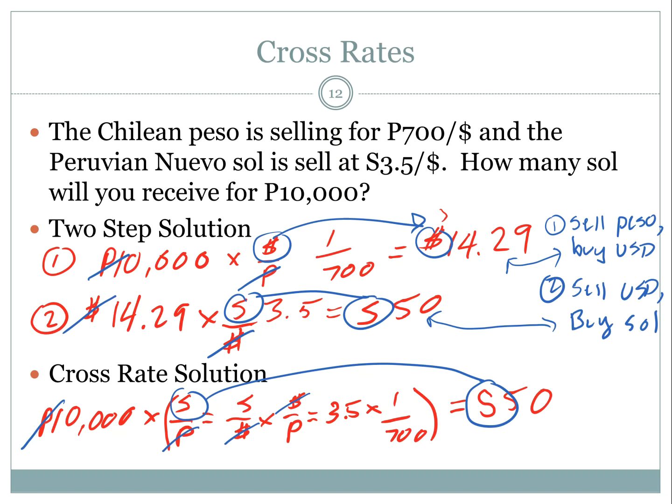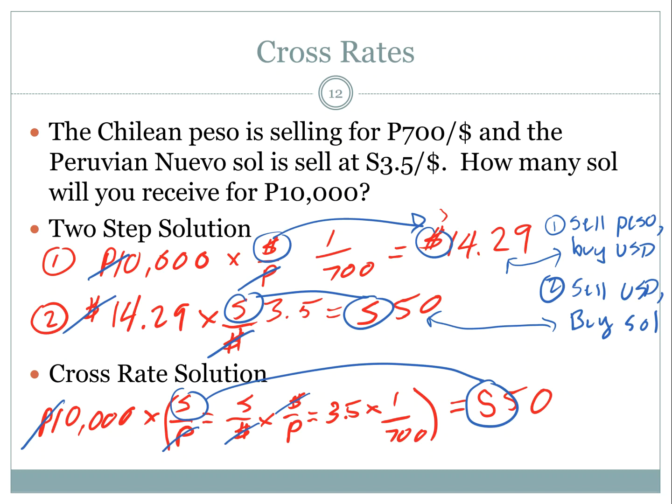All right. So, Chilean peso selling for 700 pesos per dollar. Peruvian sol is selling for 3.5 sol per dollar. Oh my God. How many sol would you receive if you sold 10,000 Chilean pesos? That's cruel.